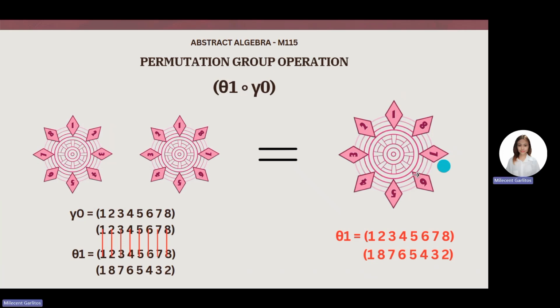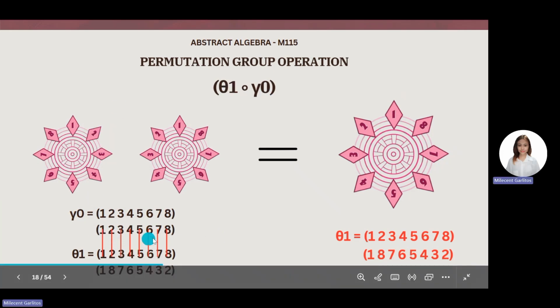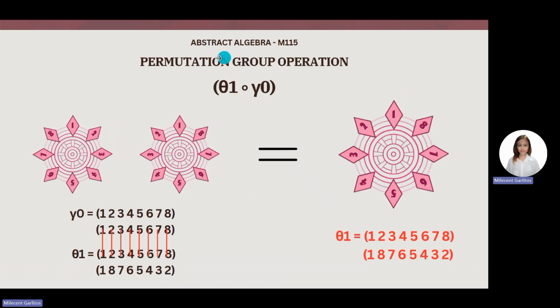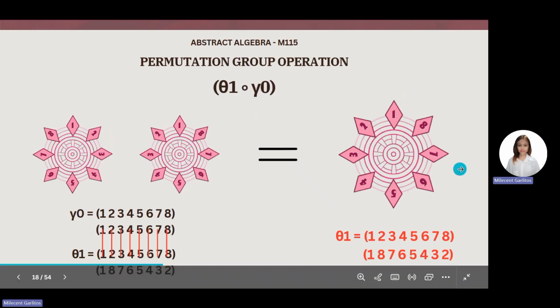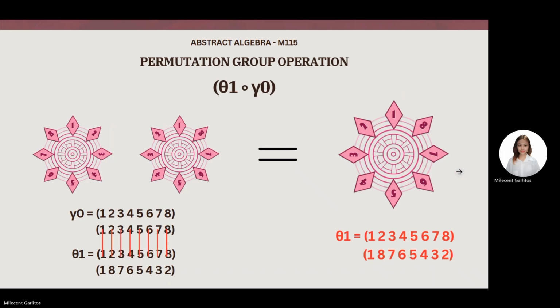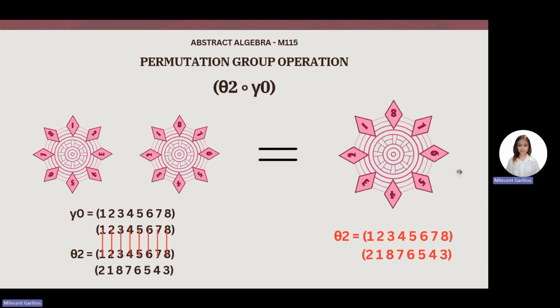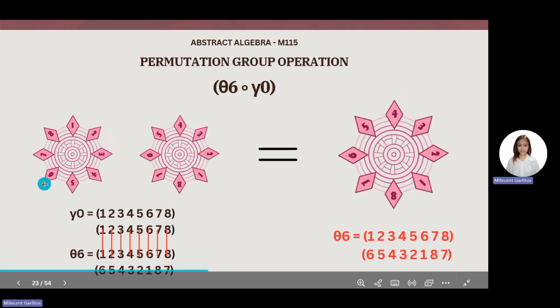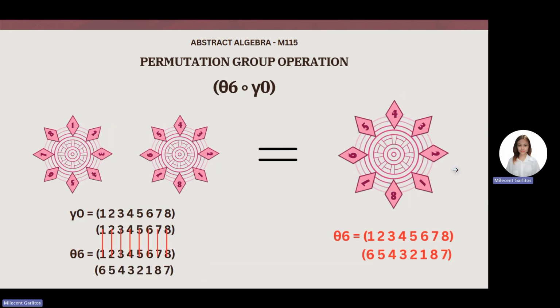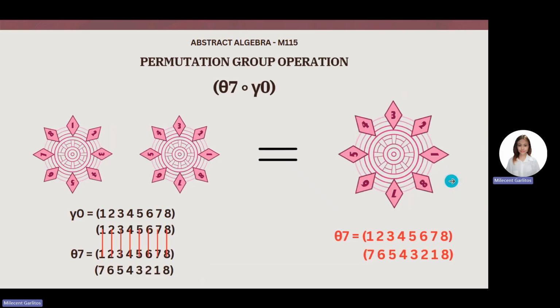Now we perform gamma sub 0 to theta sub 1. So still it will remain as themselves, because we are still doing nothing here for the gamma sub 0. So again, theta sub 1 would be theta sub 1, theta sub 2, theta sub 2, theta sub 3 would be theta sub 3, theta sub 4, theta sub 4, theta sub 5, theta sub 5, theta sub 6, theta sub 6, theta sub 7, theta sub 7, theta sub 8, theta sub 8.